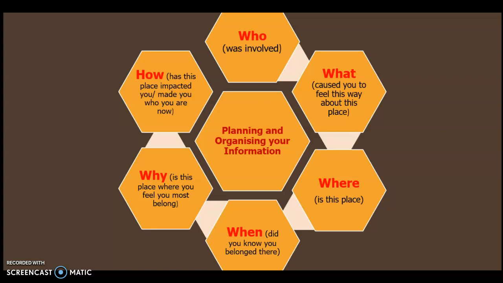This here then is just a simple map on how you might go about planning and organizing your information. If you look at the very top there, you have the who. Next to the right, you have the what, the where, the when, the why, and then the how. So who, what, where, when, why, how. We're all very familiar with these. The who was involved. The what caused you to feel this way about this place. The where is this place. The when did you know you belonged there? The why is this place where you feel you most belong? And the how is how has this place impacted you or made you feel or made you who you are now?